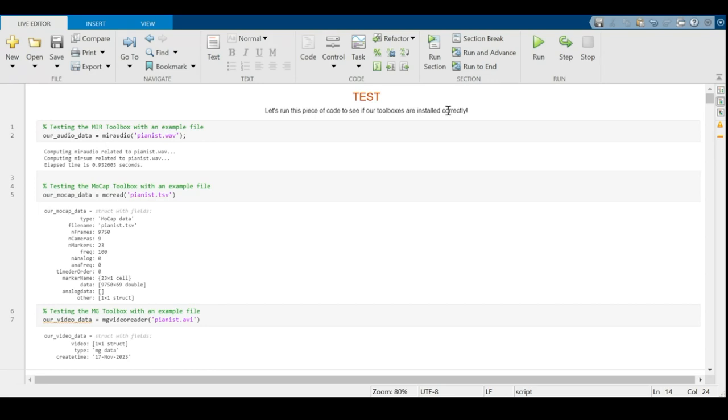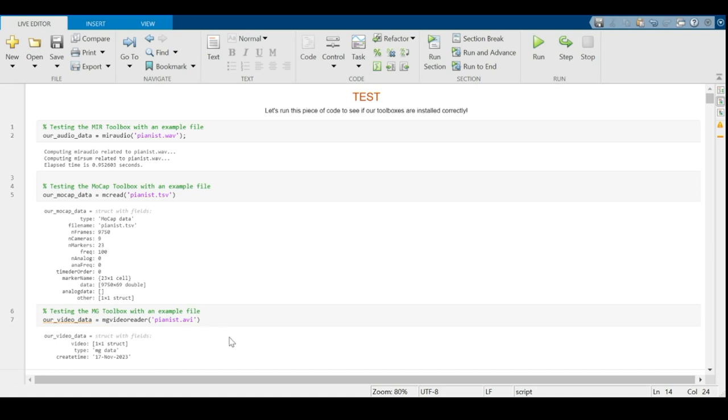Let's start the implementation. We are going to use MATLAB, and this is a live script that was created specifically for this workshop. Our first step is to run the test to see if our toolboxes are correctly installed or if we have any errors. This is the result that everyone should see after running this test, and then we're good to go. We will start with audio analysis.